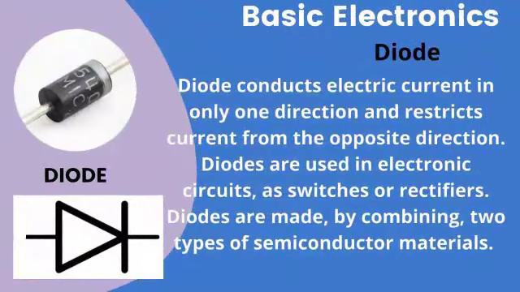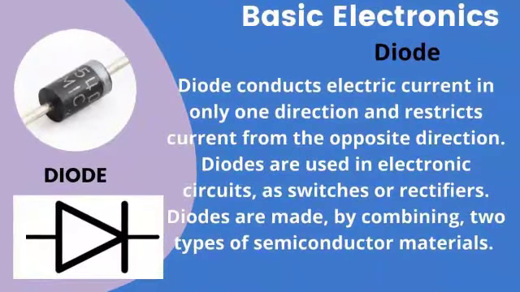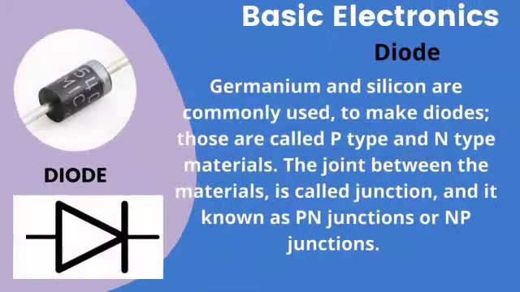Diode. A diode conducts electric current in only one direction and restricts current from the opposite direction. Diodes are used in electronic circuits as switches or rectifiers. Diodes are made by combining two types of semiconductor materials. Germanium and silicon are commonly used to make diodes.